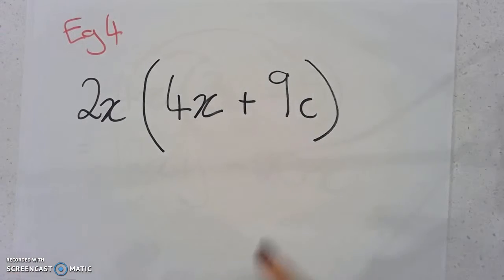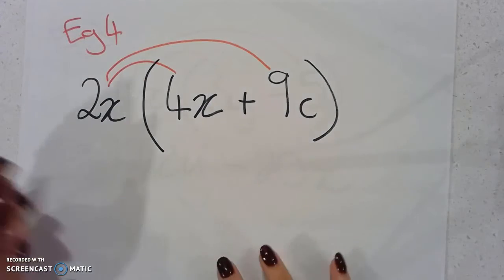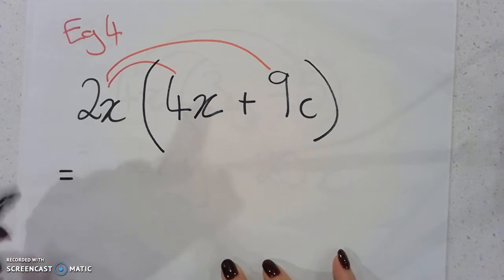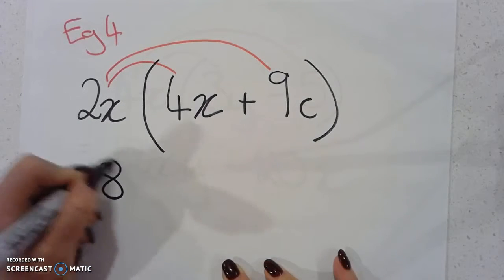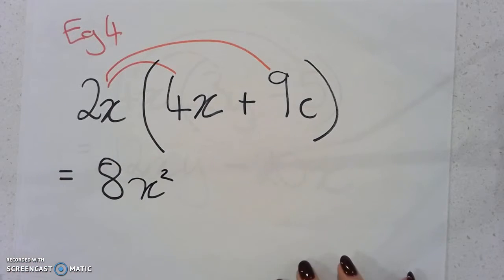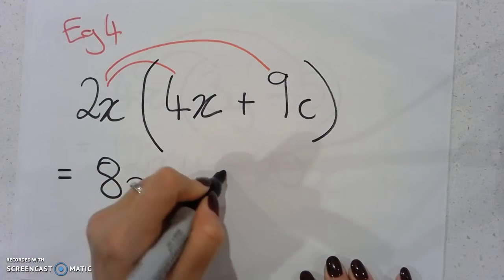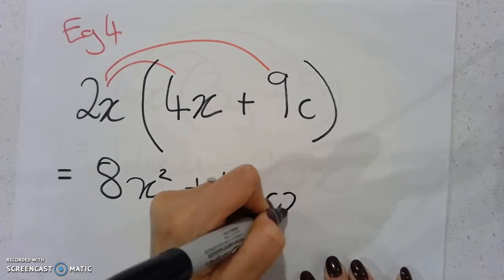Last couple of examples. Again, we've got 2x multiplied by all that's in the bracket. So numbers first. So we've got 2 times 4 is 8. x times x is x squared. Then we have 2 times 9 positives. So that's 18, c, and x.